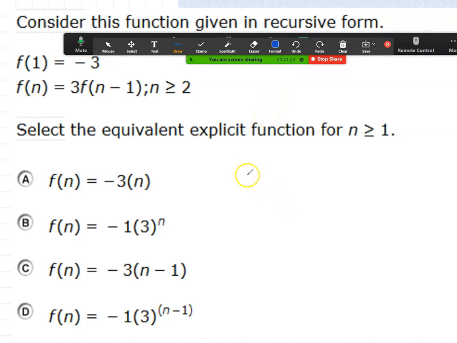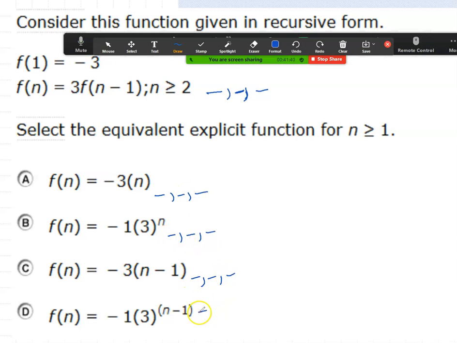This one is backwards now. This one says, here's your recursive now. Match it to the explicit. So it is the opposite of the last question. Same idea, right? So let's recreate our first 3 numbers for all of them.